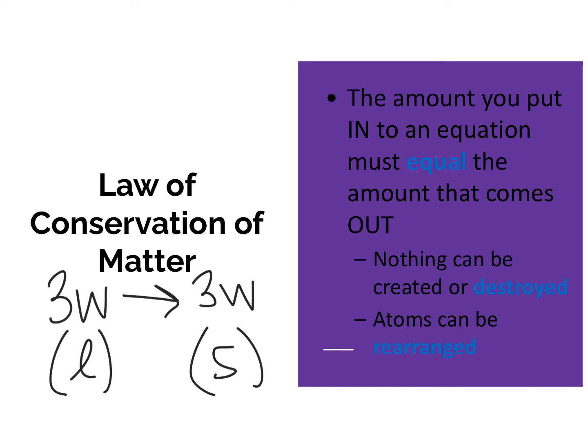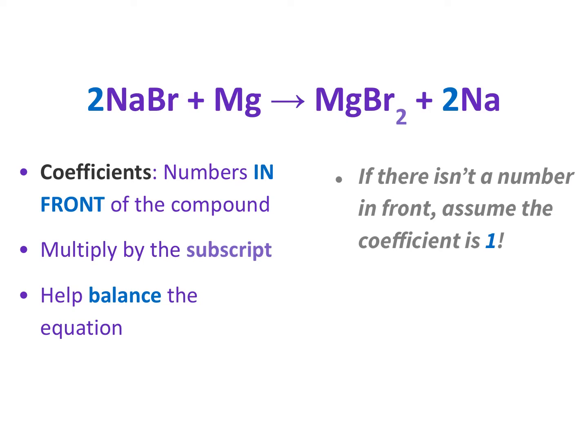Just because they're going through a change doesn't mean I'm going to have any less water than I put in or any more. Next, we have these things called coefficients, which are the numbers that are in front of the compound. If there isn't a number in front, you're just going to assume that it's 1. This is telling us the amount. Then you have to multiply by the subscript. Remember, these little guys here are subscripts, and these help balance the equation, and we'll talk more about this soon.